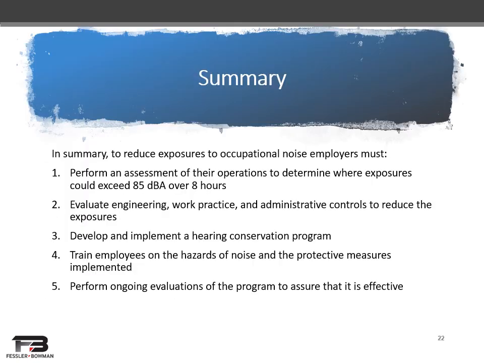In summary, to reduce exposure to occupational noise, employers must first perform an assessment of their operations to determine where exposures could exceed 85 decibels over 8 hours. 2. Evaluate engineering, work practice, and administrative controls to reduce those exposures. 3. Develop and implement a hearing conservation program. 4. Train employees on the hazards of noise and the protective measures implemented. And 5. Perform ongoing evaluations of the program to assure that it is effective.